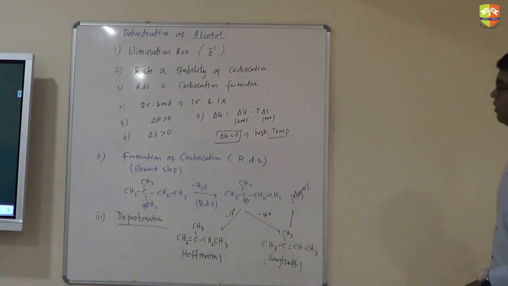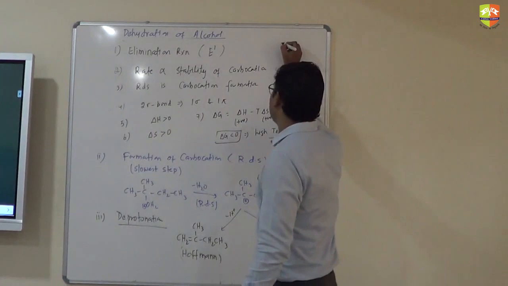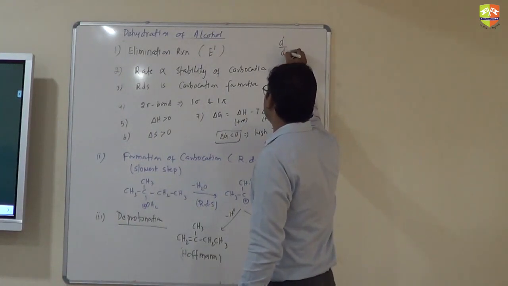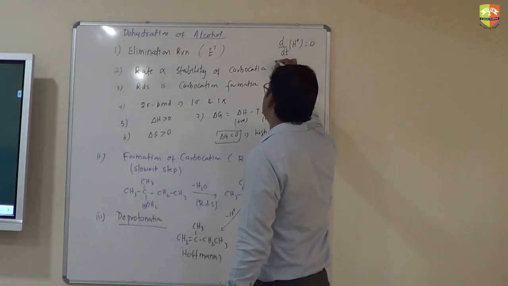Acid is behaving as a catalyst. There is no change in the concentration of acid. So mathematically, if I write d[H+]/dt, it equals 0.